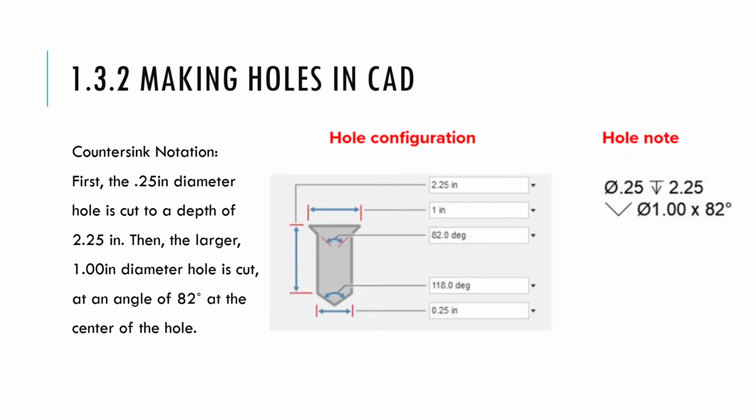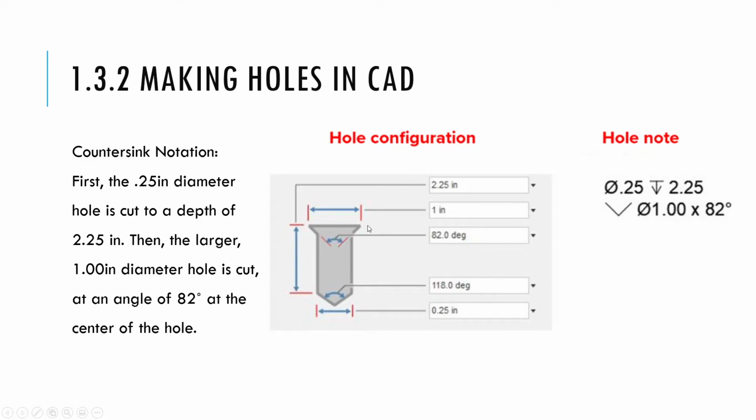For countersink, it's slightly different. Countersink, just like counterbore, you're going to start with the diameter of the main part of the hole. In this case, the diameter here says 1/4 inch. So you're going to do the diameter symbol, 1/4 inch. Then the depth: you look at the depth of the main part here, and that is 2.25 inches. So you make the depth symbol, and you put 2.25.